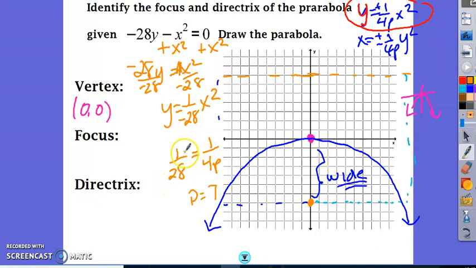Remember when we talked about the a value, the smaller the a value, the wider the parabola. This fraction is extremely small, so it will be very, very wide. The focus is this point, which is going to be the point (0, negative 7). The directrix is this horizontal line, which is going to be the line y equals 7.